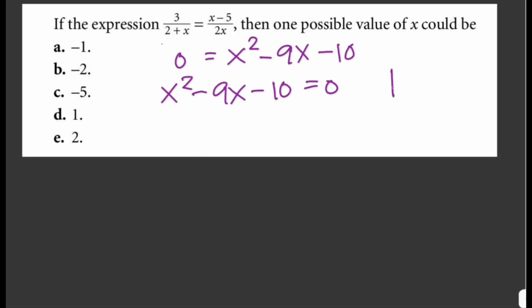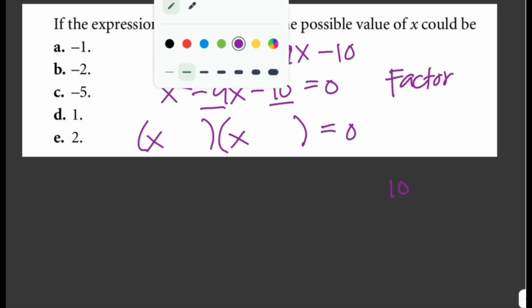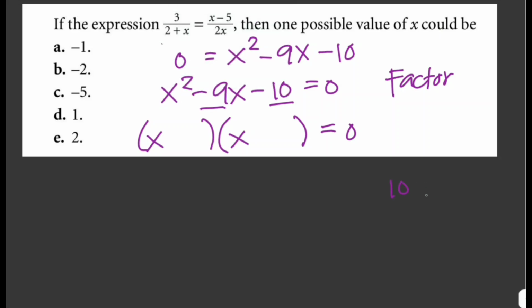So how do we factor? Alright, so we look for factors of 10 that when we multiply them, it would equal negative 10. And when we add them, it would equal negative 9. So we can use the factors of 10. Factors of 10 are 10 and 1, and 2 and 5.